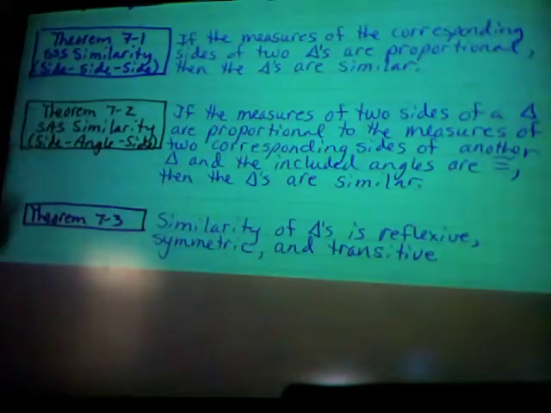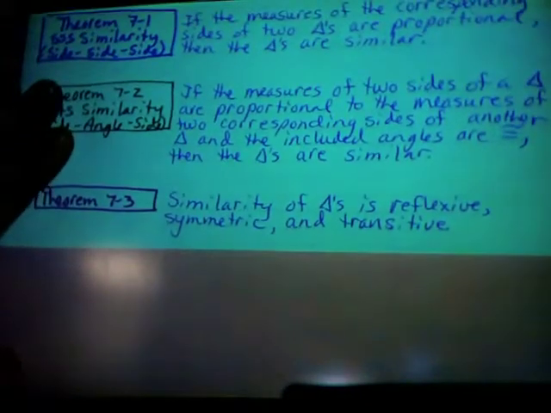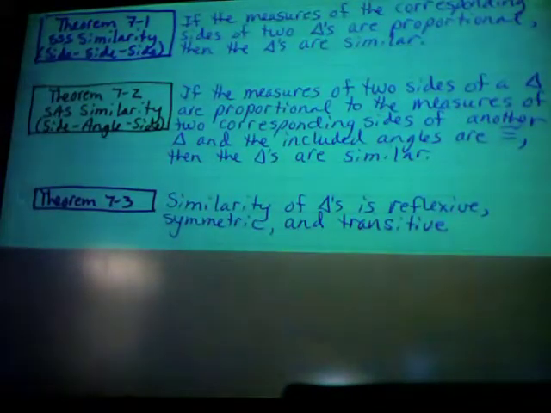One more little bitty theorem. It's only important in proofs. Oh yeah, we get a proof today. Last chapter proofs, I promise. So Theorem 7.3 says similarity of triangles is reflexive, symmetric, and transitive. So those properties can be used when proving triangles similar.